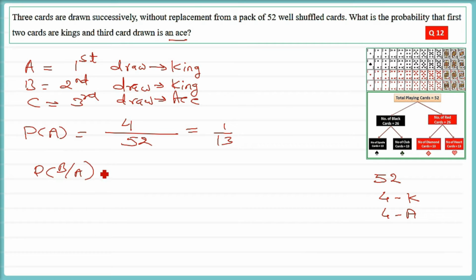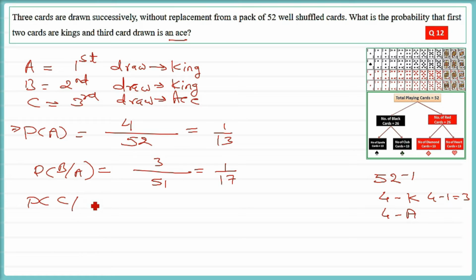Now second go, it is already known that a king has come. So 4 minus 1, only 3 are left now. So only 3 favorable cases are there, and in 52 cards, 1 has already been drawn, which came out to be a king. So 52 minus 1, 51 is the total number of cases. 3 by 51 is 1 by 17.